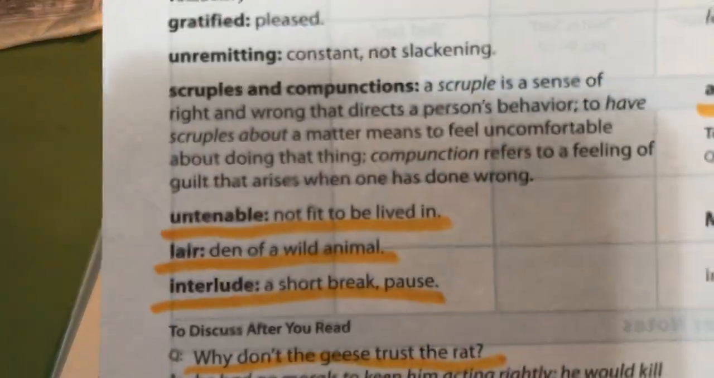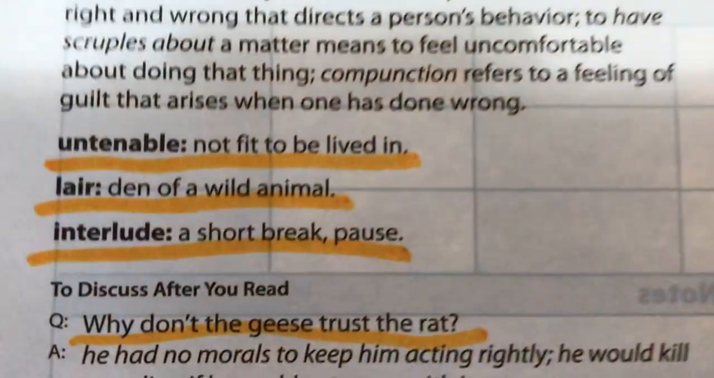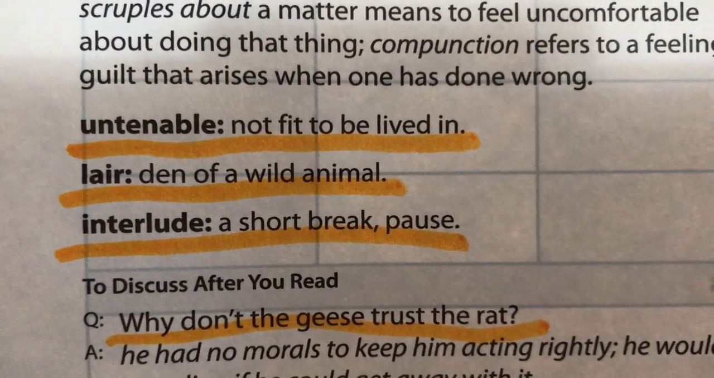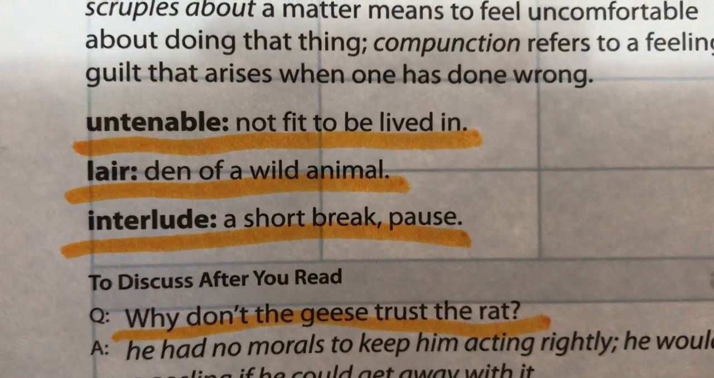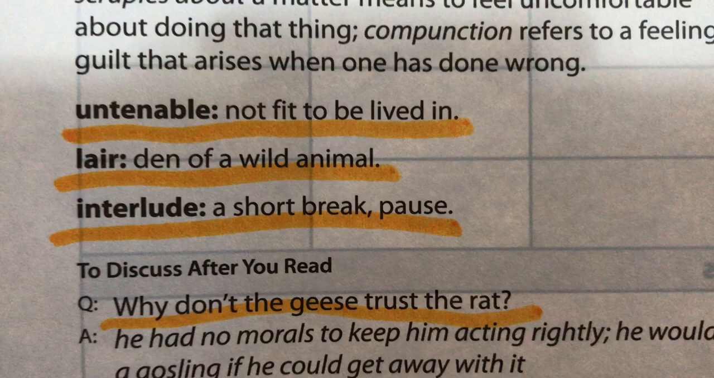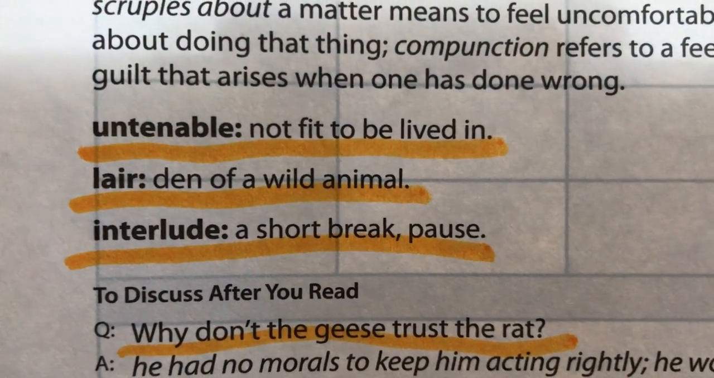We're also going to look at these 3 vocabulary words as we read. Untenable, which means not fit to be lived in. A lair, which is the den of a wild animal. An interlude, which is a short break or pause. So be sure and listen for untenable, lair, and interlude as we read.